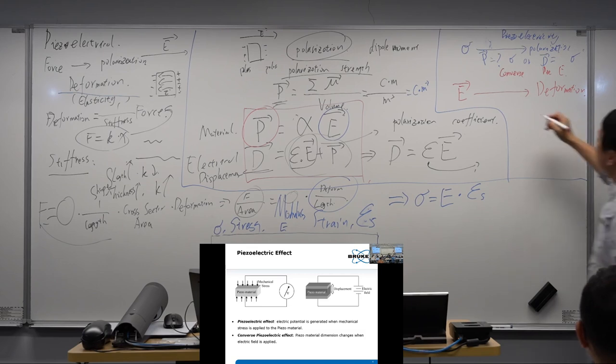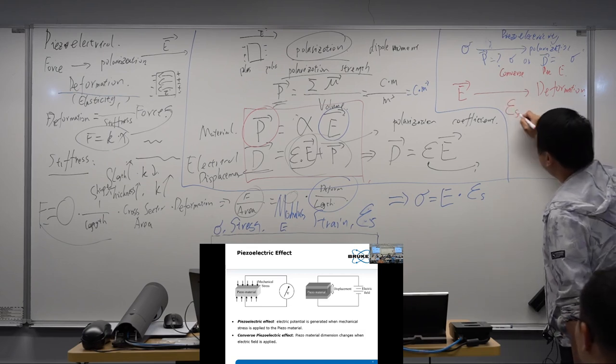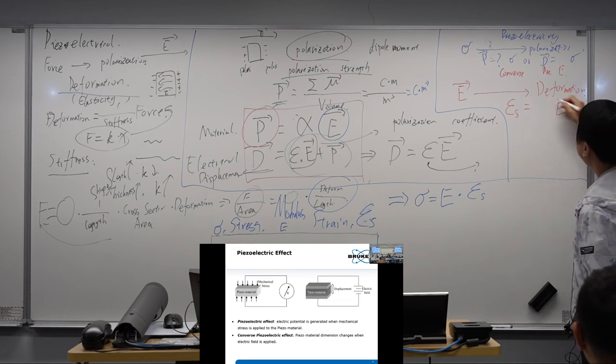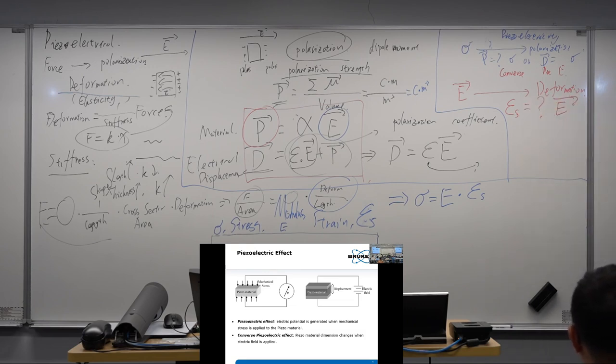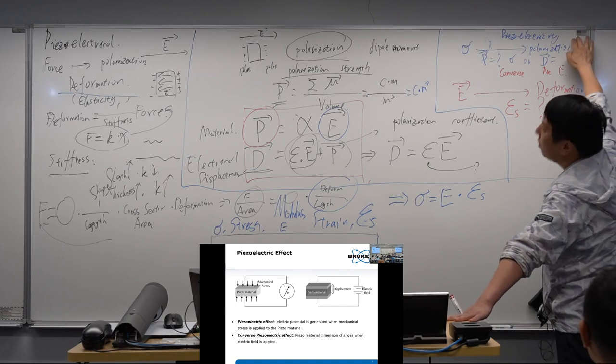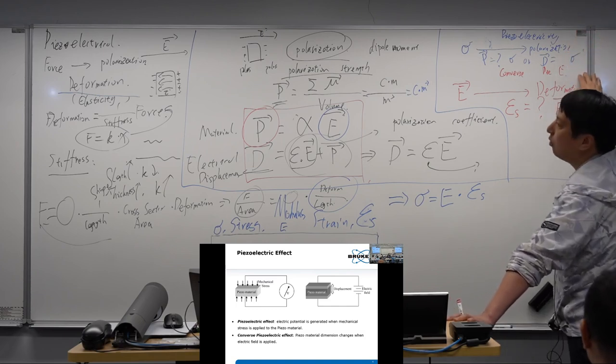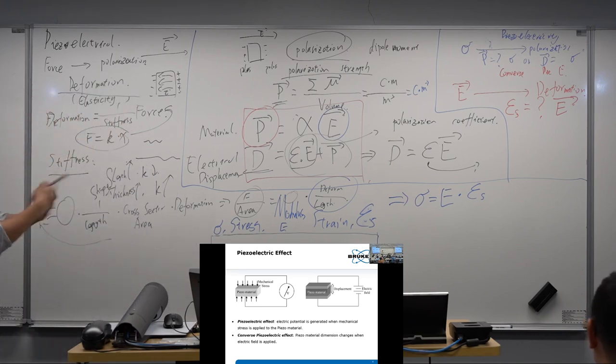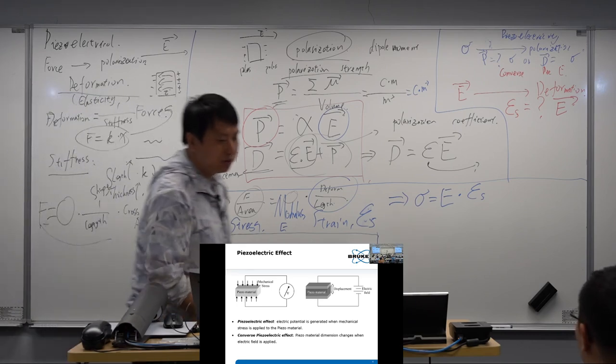Which means the strain can be somehow changed by electric field, right? That's our way in physics. We will describe the piezoelectricity and the converse piezoelectricity. Okay, so that's the same we are going to use.